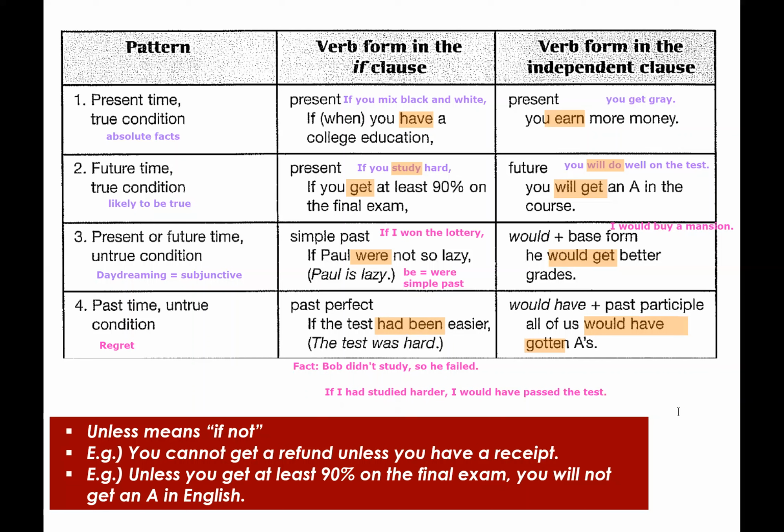Okay, so remember that unless, if we take a look at the board at the bottom, the red box, unless means if not, right? For example, you cannot get a refund unless you have a receipt, meaning you can get a refund if you have a receipt. Unless you get at least 90% on the final exam, you will not get an A in English. So if you get at least 90, comma, you will get an A in English.